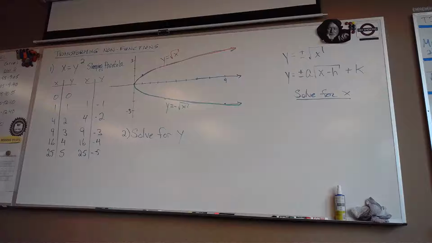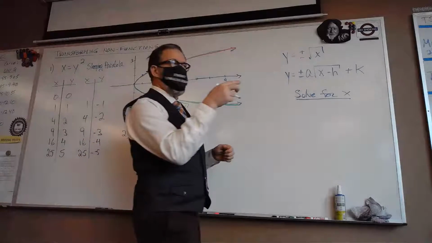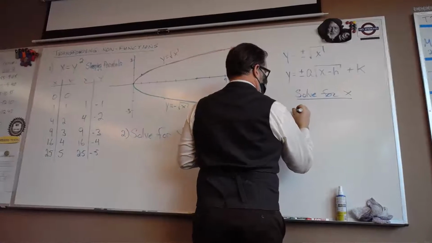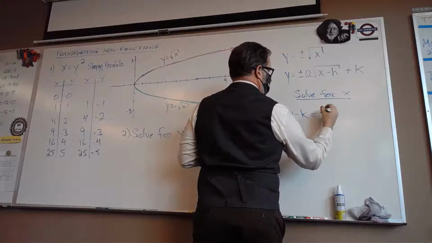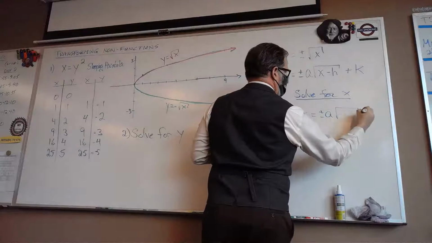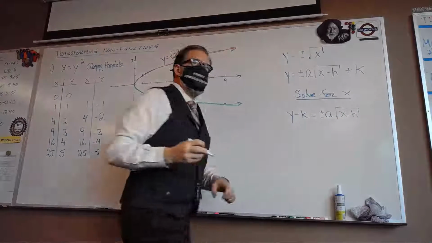Sometimes. Could I get rid of the square root first, but how do I get rid of the square root when there's all that other stuff around it? Wouldn't it be better to get rid of all the other stuff and then get rid of the square root almost last? So what do I get rid of first? Okay. The k. Let's subtract k from both sides. Y minus k equals plus or minus a times the square root of x minus h.